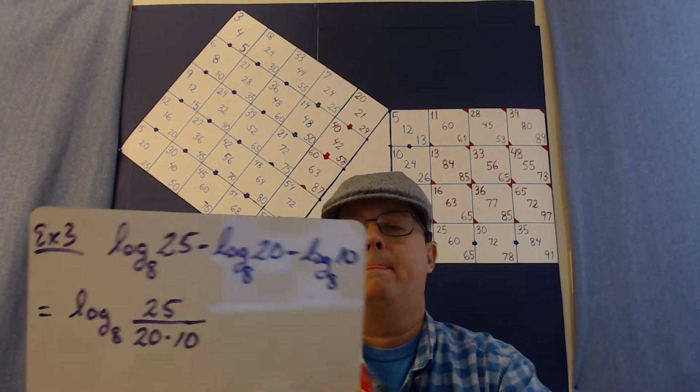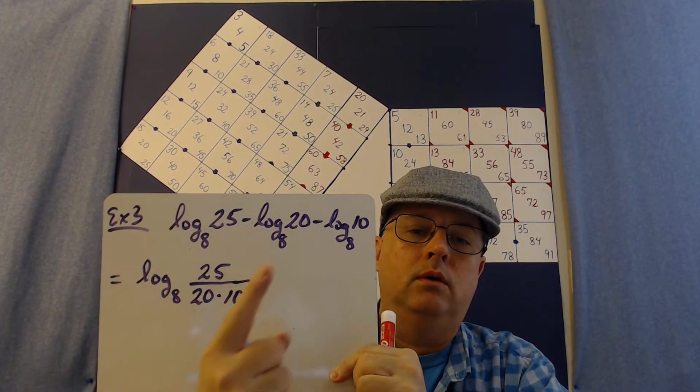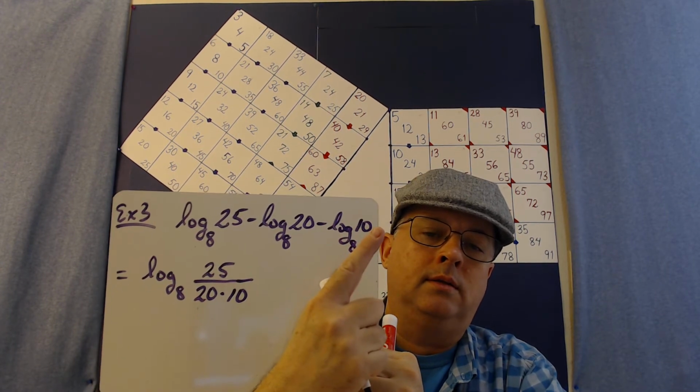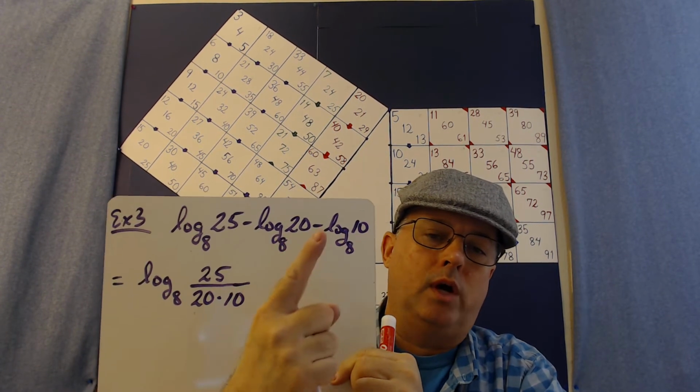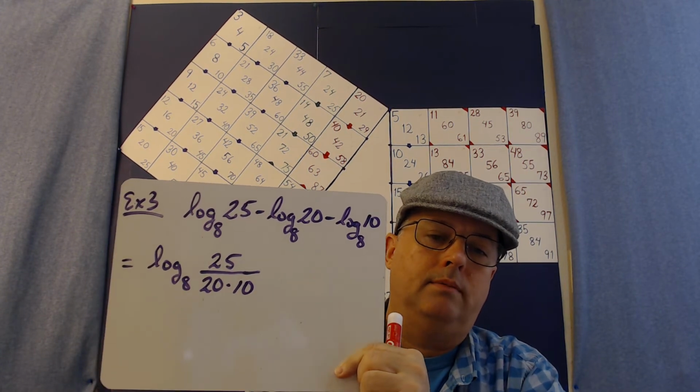Okay? So the 25 is in the numerator, the 20, because it was subtraction, is in the denominator, and the 10, because it was subtraction, is also in the denominator. And then these are being multiplied. Okay? All right. So we have log base 8 of 25 over 200.